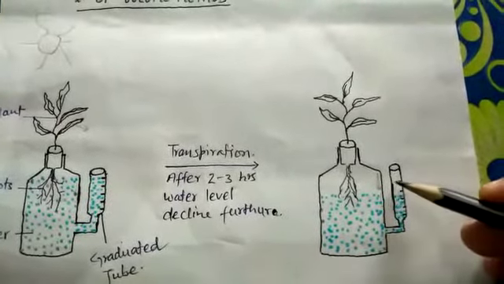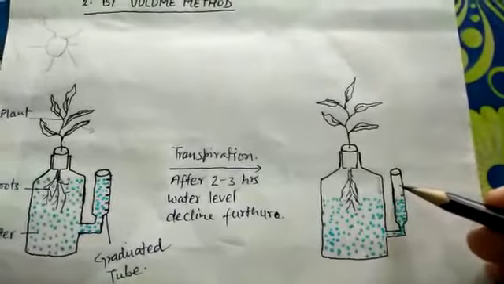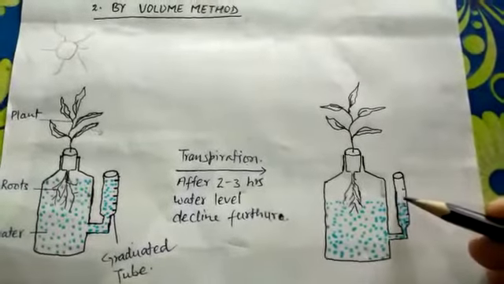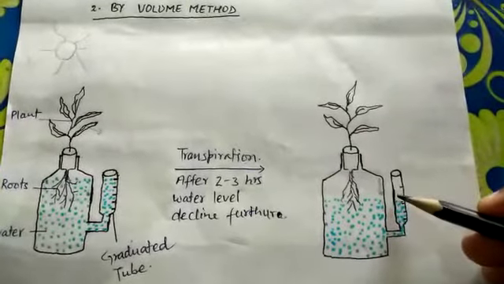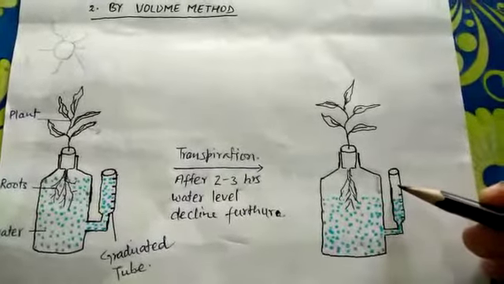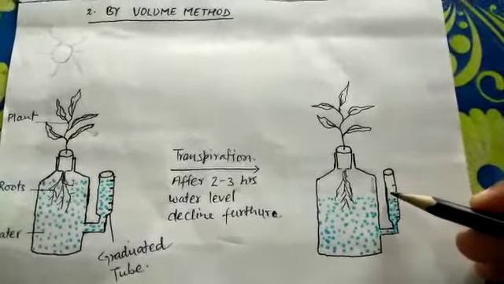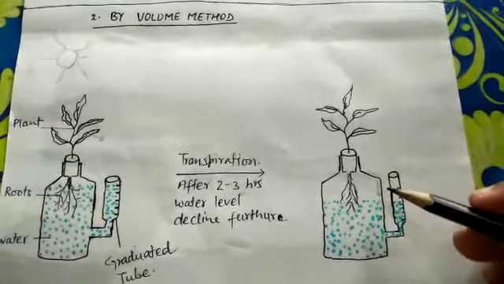How much the volume of water level has declined, we can measure from the graduated tube, on which the volume markings are present, and with the help of these volume markings we can determine how much volume of water has been transpired through the plant in the presence of sunlight.